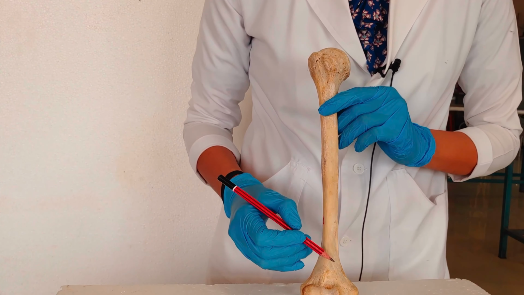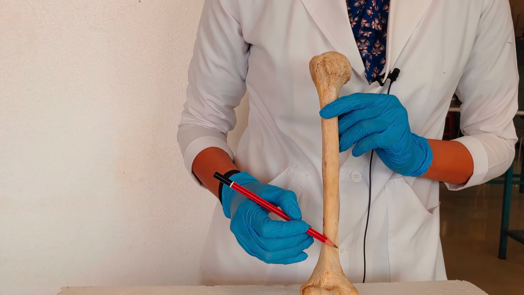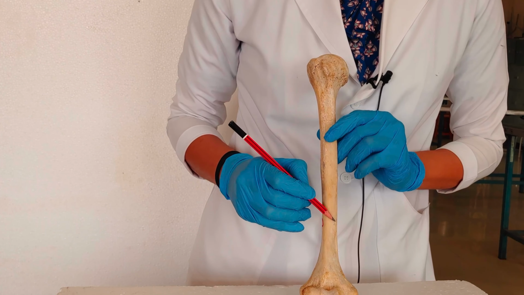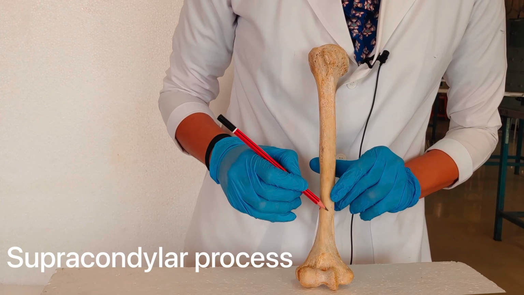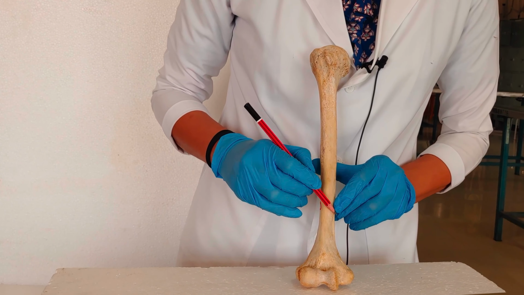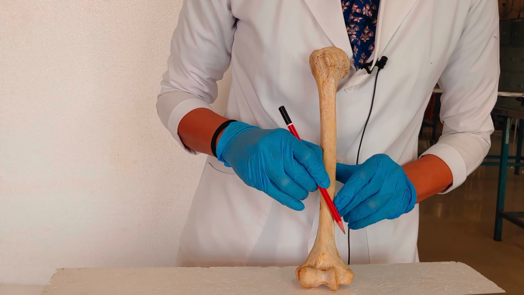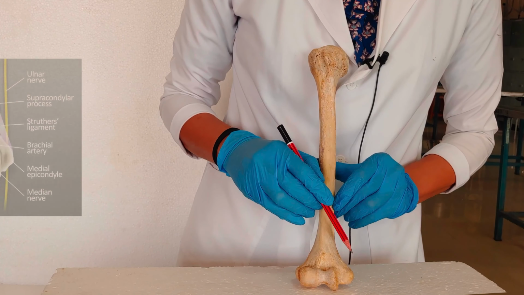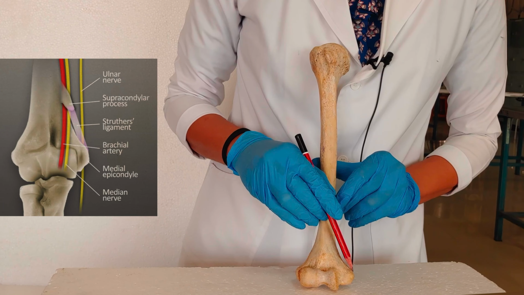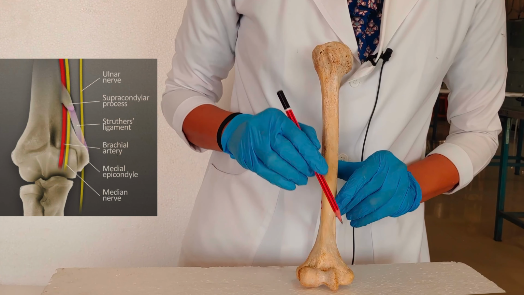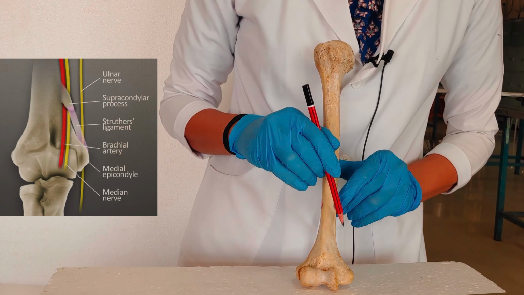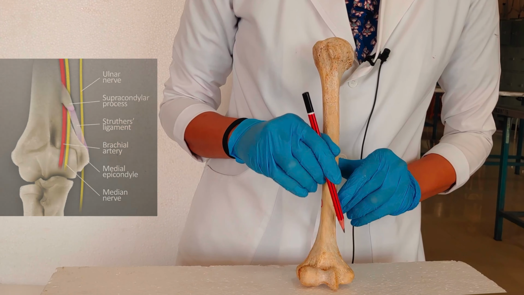There is a process above the condylar area on the anteromedial surface, which is called the supracondylar process, present about 5 centimeters above the lower end, and from this process there appears a fibrous band called the Struthers ligament, which is attached in the lower part to the medial epicondyle. If there is formation of this Struthers ligament, the median nerve and the brachial artery will pass through this foramen.